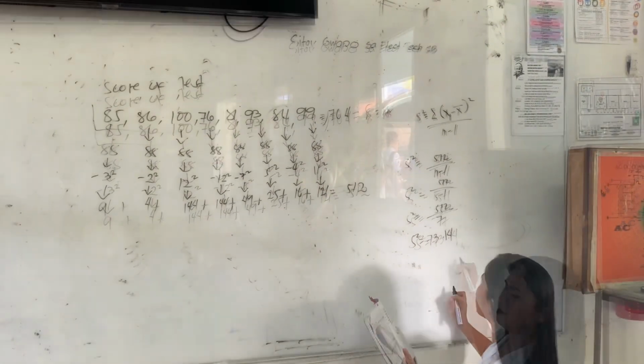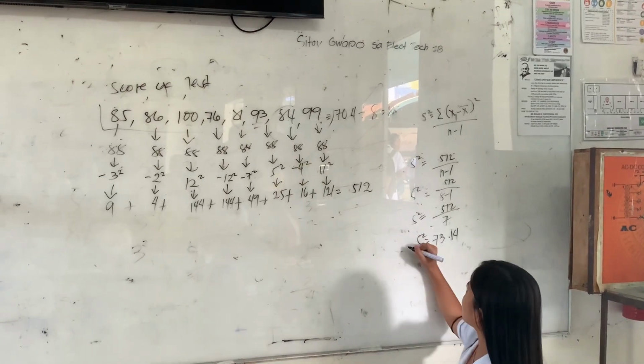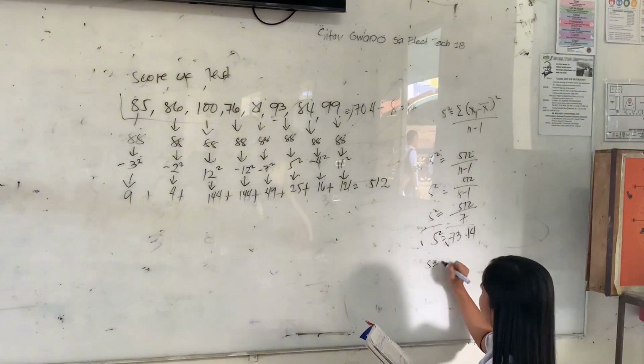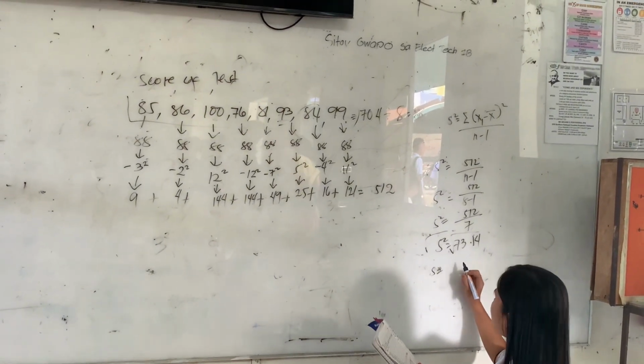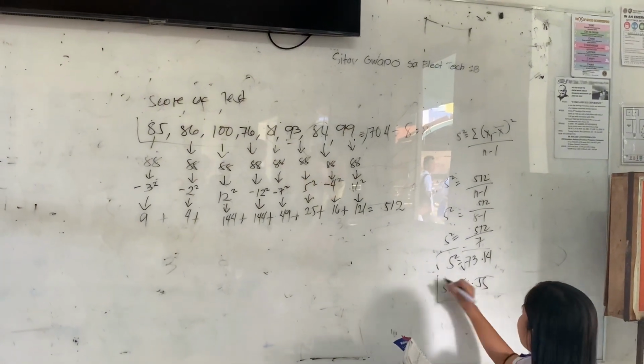S squared is equal to 73.14. Take the square root of the variance to get the standard deviation. So, s equals the square root of 73.14, which is equal to 8.55. So 8.55 will be our standard deviation.